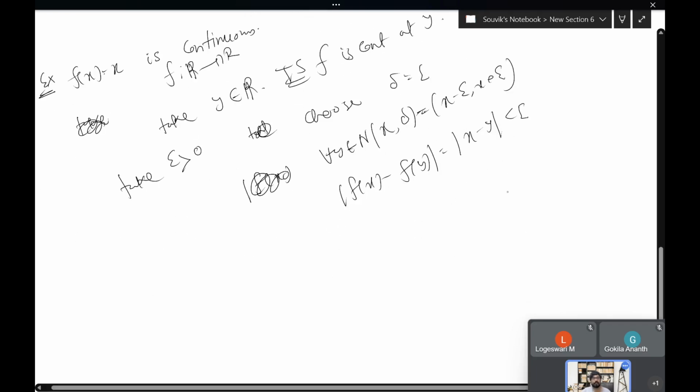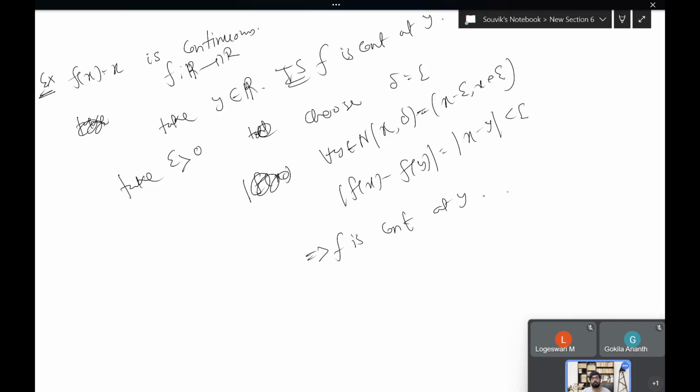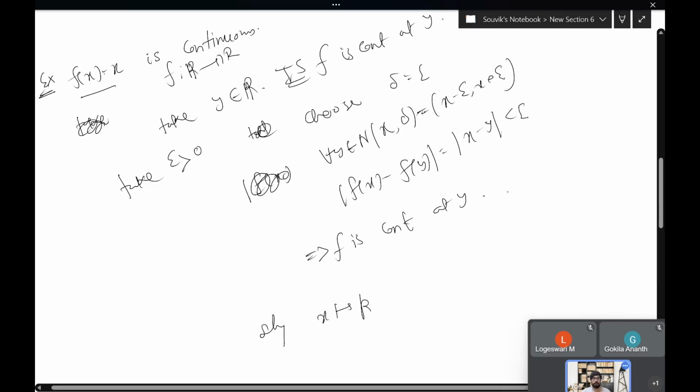This implies f is continuous at x. So you see this function f(x) equals x is continuous at x. Similarly, it can be shown that the function x goes to kx is continuous.